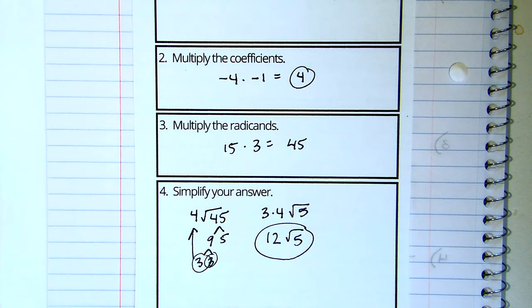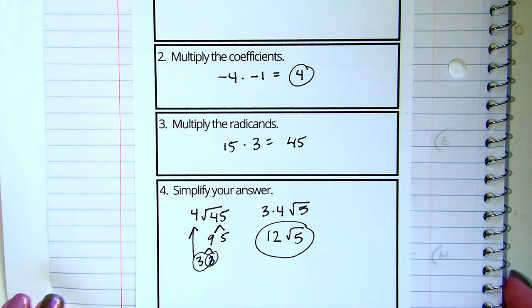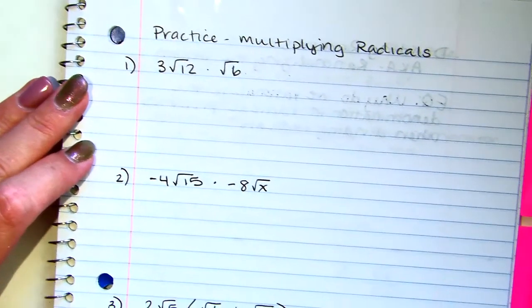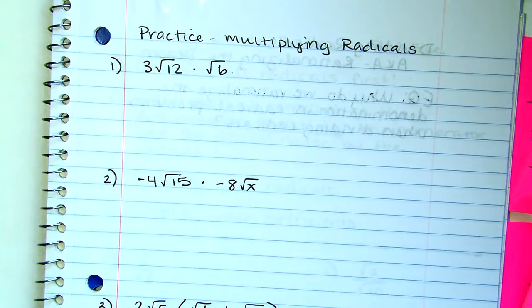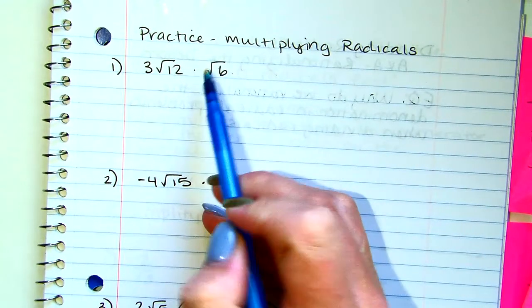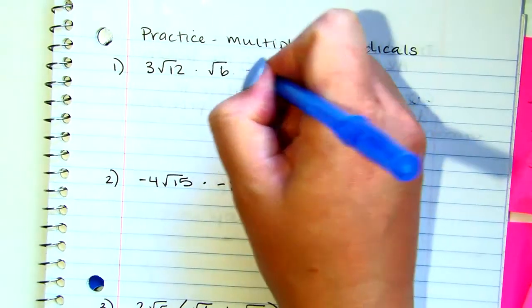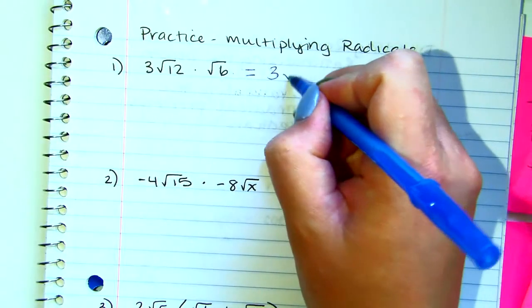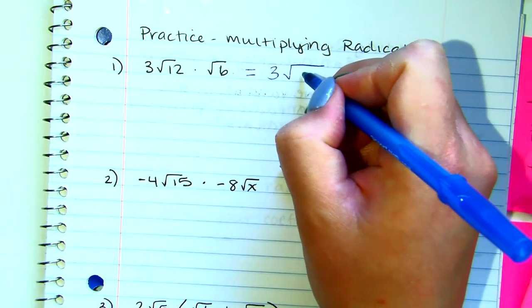Here we go. We've got a couple of examples that we're going to do together before we jump into the assignment. So let's get those going. So to start out with, we have 3 root 12 times root 6. Now remember, we are going to begin by multiplying our coefficients together. I've got a 3, and then I have an imaginary 1 here. So I'm going to go 3 times 1, which is 3. And then I'm going to go 12 times 6. 12 times 6 is 72.